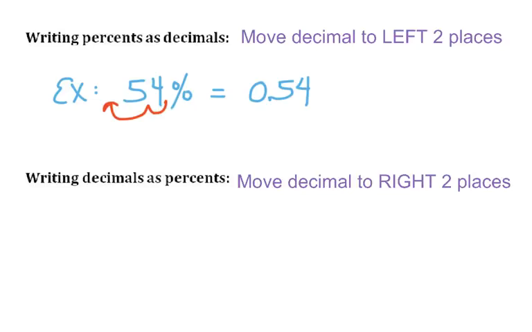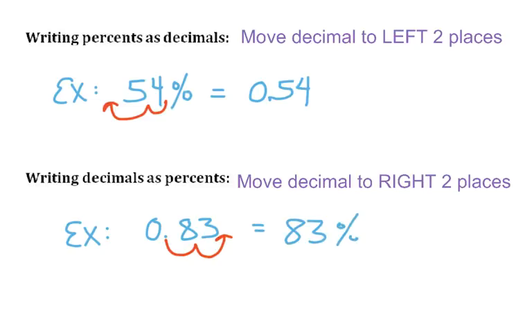Now to write decimals as percents, kind of the opposite direction now, let's say we were given a decimal, 0.83, and to write this as a percentage now, I'll take the decimal point, which is currently in between 0 and 8, and move it 2 places to the right, arriving at 83%. So we put that percent symbol on our final result. And that is how we write percents as decimals and decimals as percents.